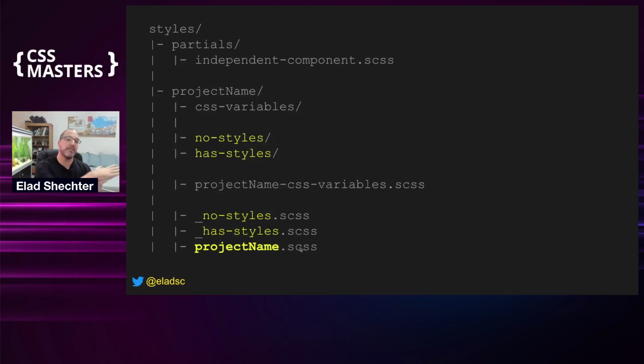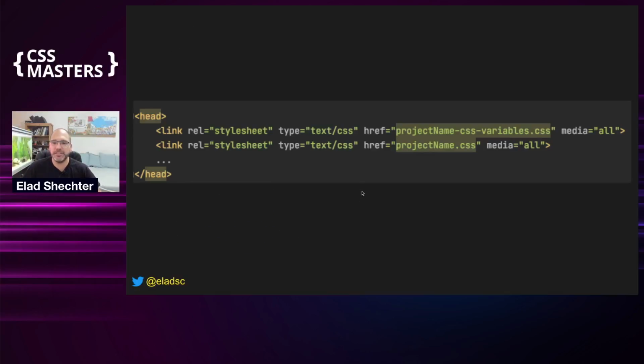After that, we talked about the main project name SCSS file that imports the two main categories, no style and has style, and each of them imports all the files in its own category. Both of these main files are compiled to separated CSS files, and the only thing you need to do now is just import both of them, one for all those CSS native variables. In this way you can use them everywhere in the project, and of course all the other styles that we have in our own project in the main project name CSS file.